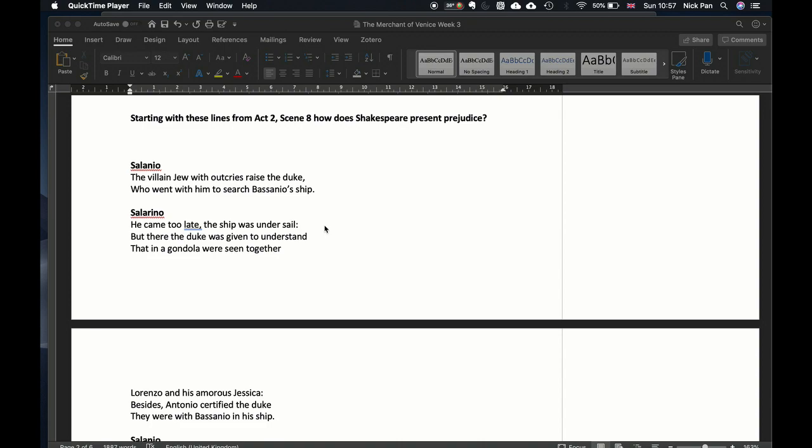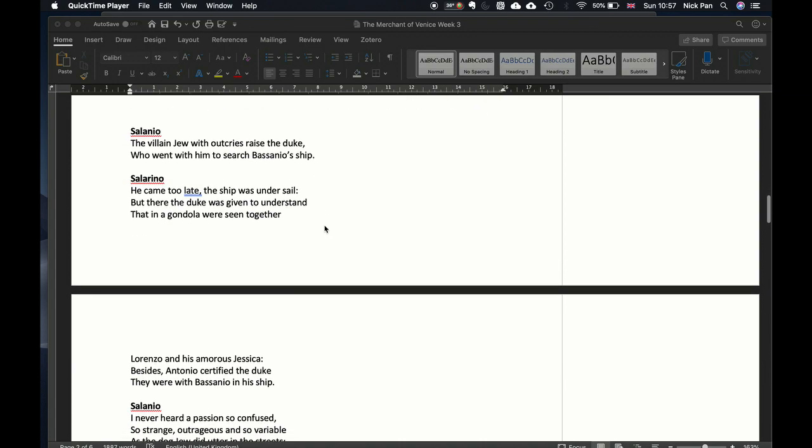So starting with these lines from Act 2, Scene 8, how does Shakespeare present prejudice? So we're given a scene here in which Salanio and Salarino, in fact, are talking, and we'll see what they're talking about in a second. Forgive me for these lines, I'm just reading out the lines of the play.